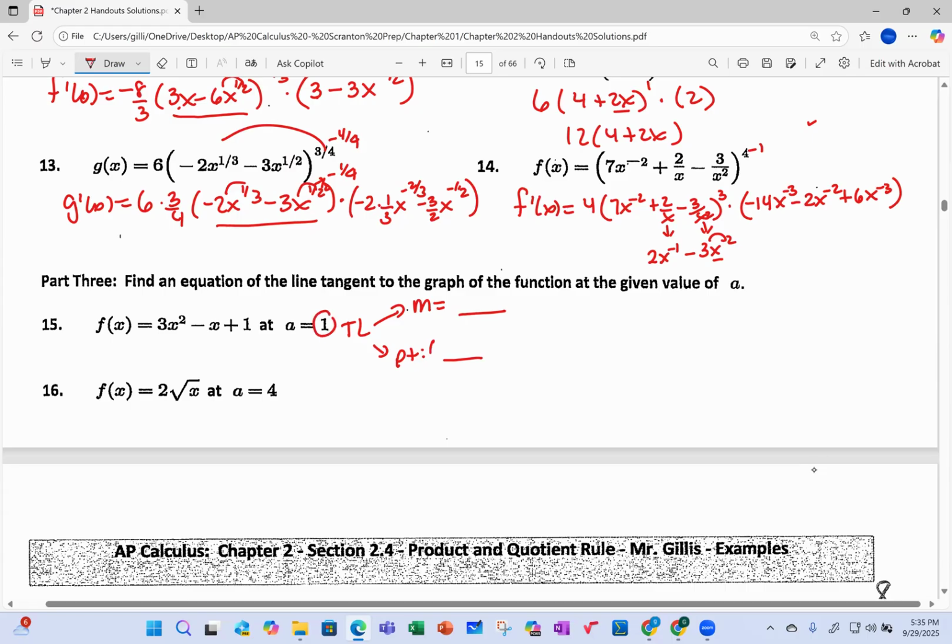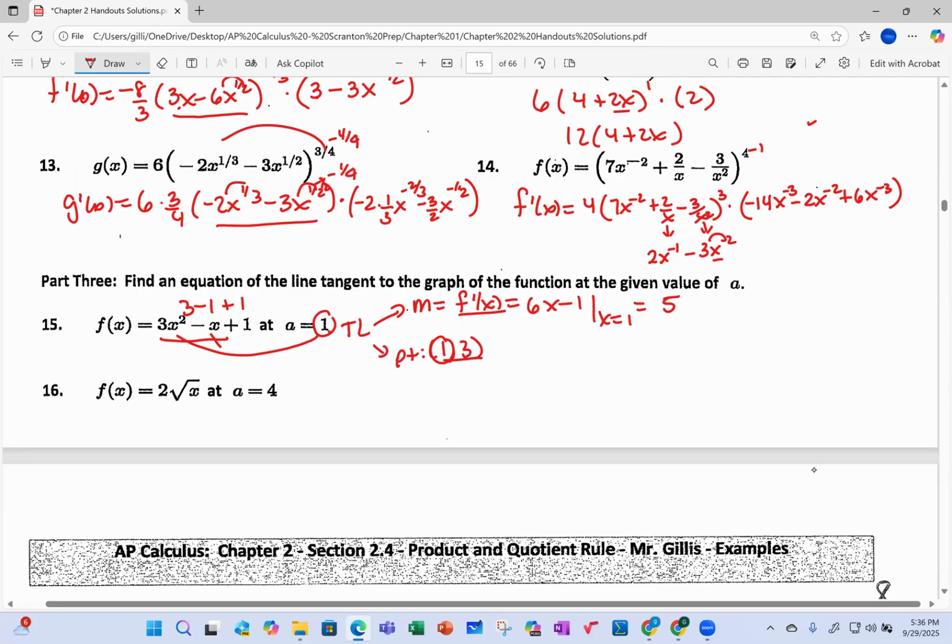When x is 1, y is found by subbing it in. So that's not too bad. 3 minus 1 plus 1 is 3. My slope of the tangent is the derivative. And this derivative is 6x minus 1. But the slope at that point when x is 1 is found by subbing 1 in. So 6 minus 1 is 5.